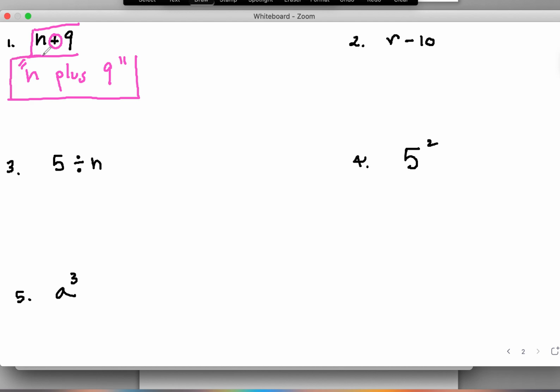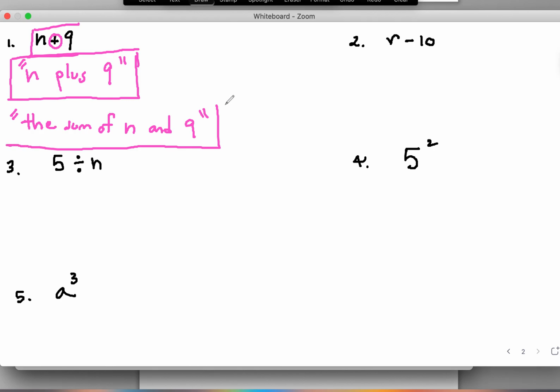You could also say it in a few other ways. You could say the sum of n and 9. And this is, of course, correct as well. You could also say n increased by 9. I'm not going to even write that one. These are both 100% correct, both of these answers.